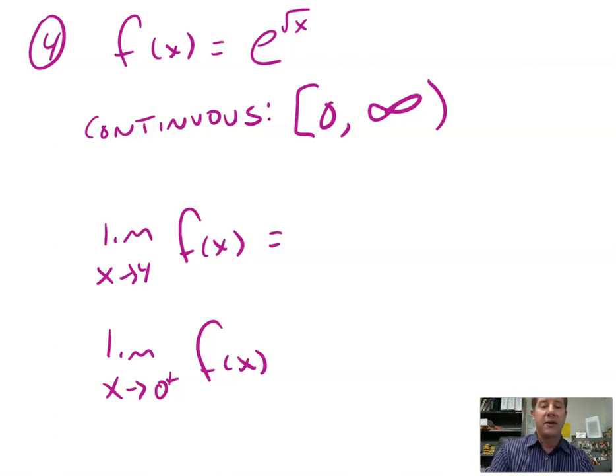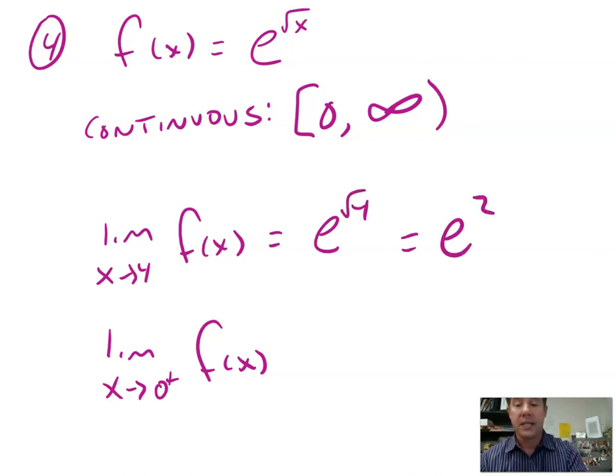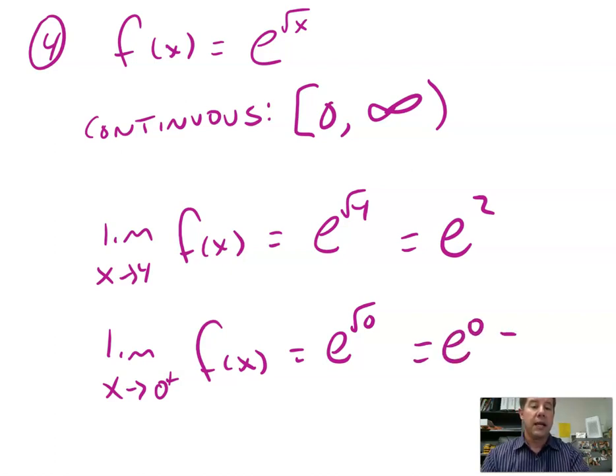If I go to evaluate the limit as x approaches 4 of f of x, again, the very first step you should do every time is plug in. So e to the square root of 4, this would be e squared. And now the very last one, same thing, limit as x approaches 0 from the right. Very first thing you should do is plug in. So I get e to the square root of 0. The square root of 0 is 0, and e to the 0 is 1. So we're just playing around with different one-sided limits and continuity.